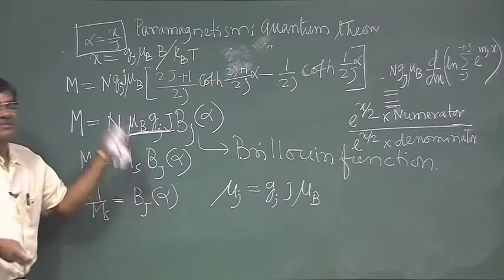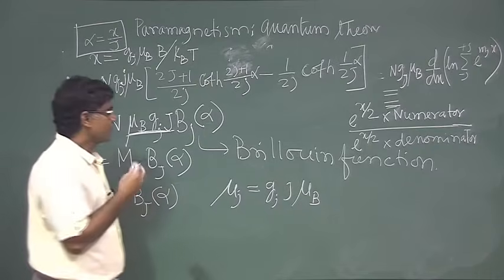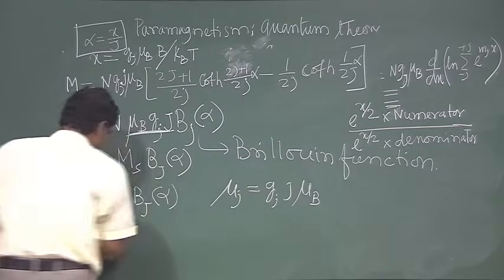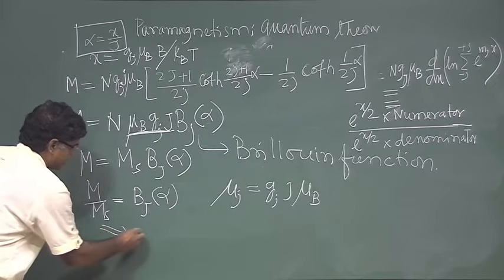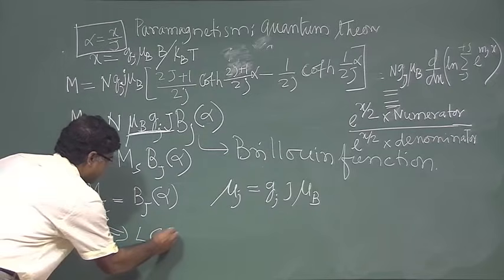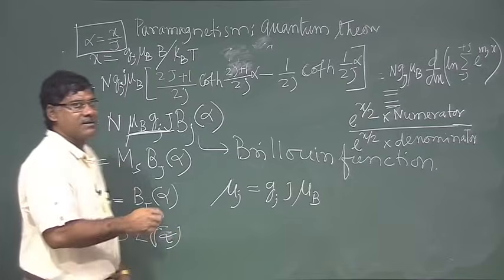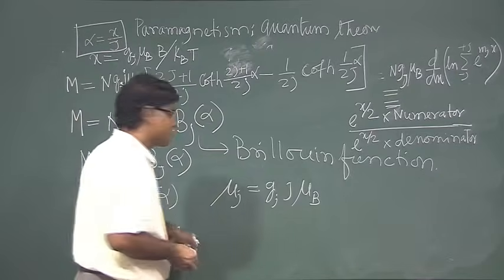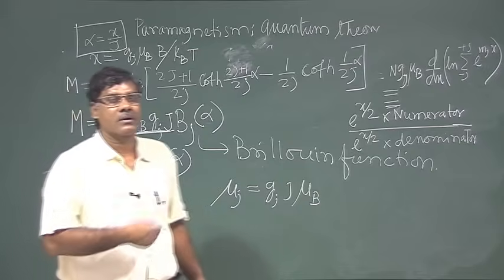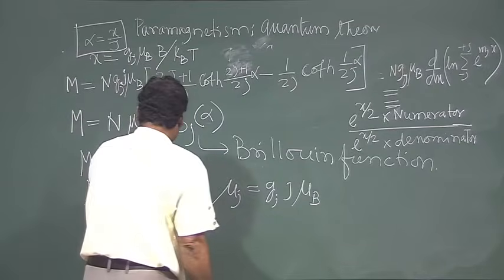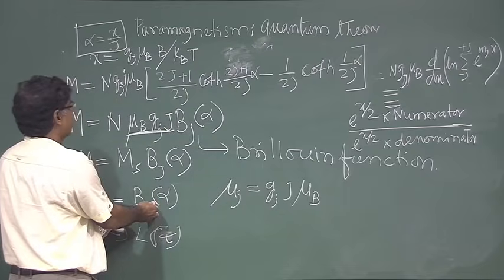So it is a similar expression to the earlier one from classical theory. What we got, this m by ms, was the Langevin function, right. What is the Langevin function? This coth alpha minus 1 by alpha, right. And this Brillouin function is this.